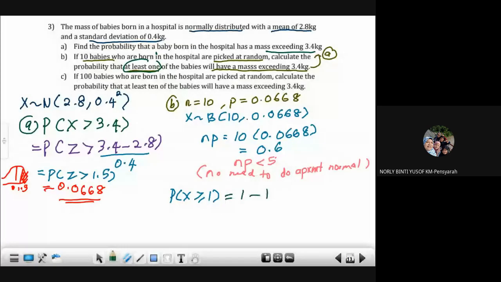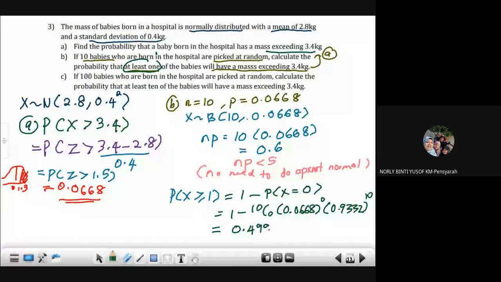So 1 minus P of 0 lah, sebab you nak greater than equals to 1 kan. So you pakailah formula 10C0, 0.0668 kuasa 0. Lepas tu 1 tolak 0.0668, you akan dapat 0.9332 kuasa 10. So you akan dapat 0.4991. Okay, untuk B tu tak perlu buat approximate.